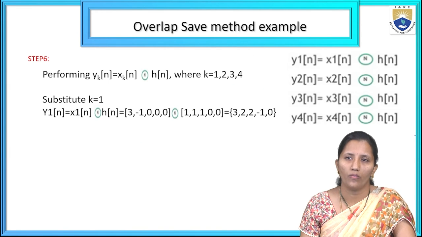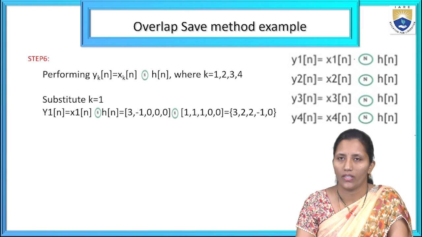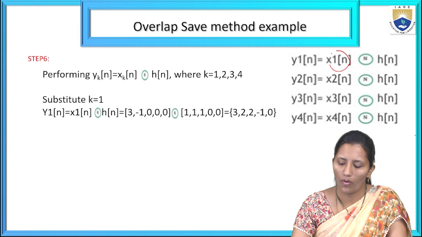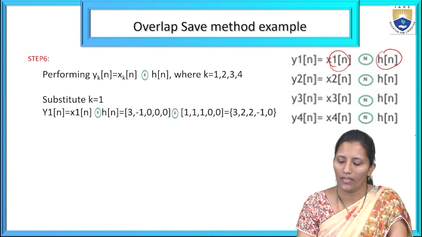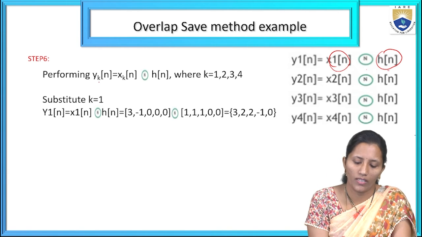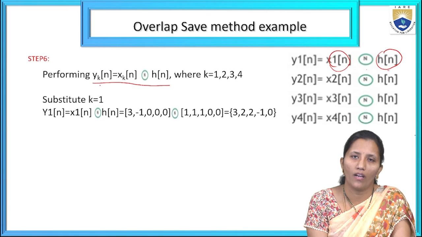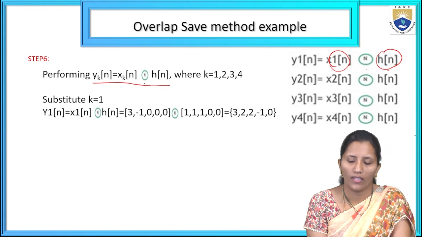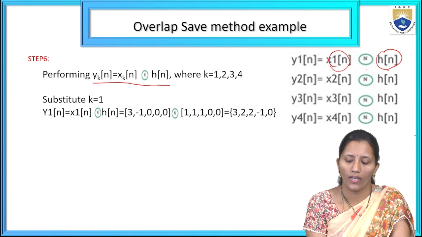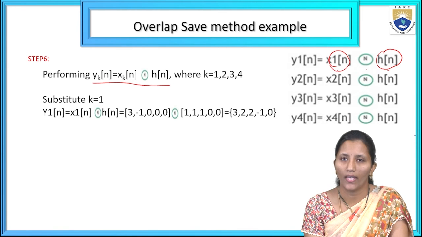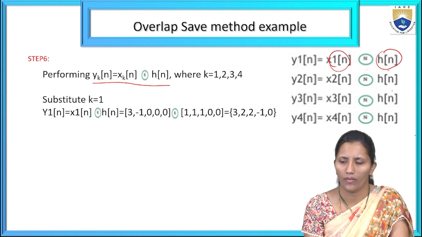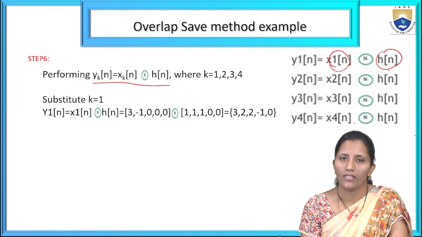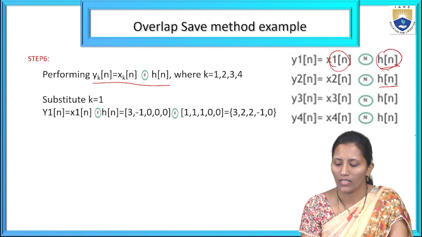Okay. Then we have to perform circular convolution here. So each individual block is circularly convolved with the impulse response of the system. So x1 of n is circularly convolved with h of n. Here they represent the general form as yk of n is equal to xk of n circularly convolved with h of n. So if k is equal to 1, y1 of n is equal to x1 of n circularly convolved with h of n. For k is equal to 2, y2 of n is x2 of n circularly convolved with h of n. Like that, the individual blocks will be circularly convolved with the impulse response h of n.